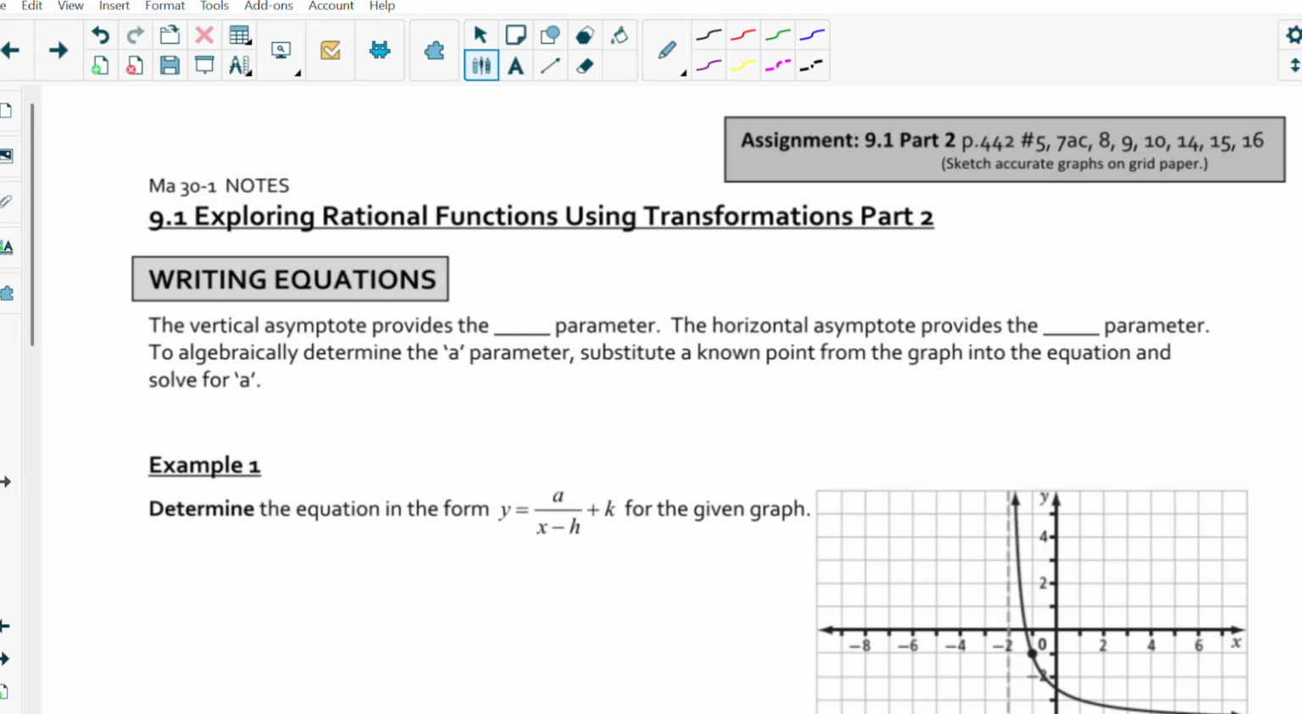Okay, 9.1, exploring rational functions using transformations, part 2, writing equations. The vertical asymptote writing equation. So a couple key facts here. The vertical asymptote provides the h parameter, and then the horizontal asymptote provides the k parameter.